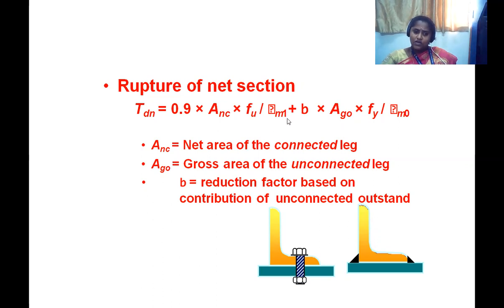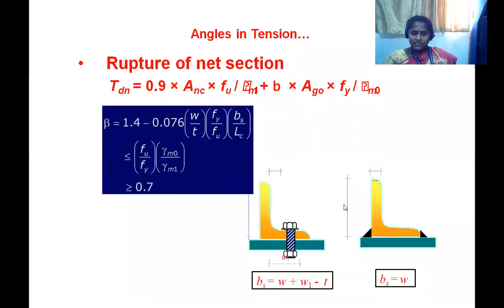And next one is your gamma M1. It is a partial safety factor. Beta is the reduction factor based on the contribution of the unconnected outstand. And Ago is nothing but the gross area of the unconnected leg. And Fy, I've already informed, Fy is nothing but yield strength. And gamma M0, again it is a safety factor.